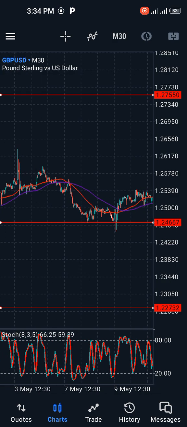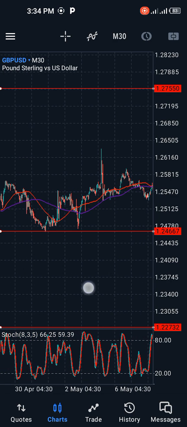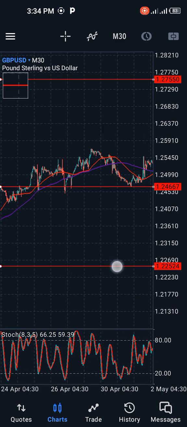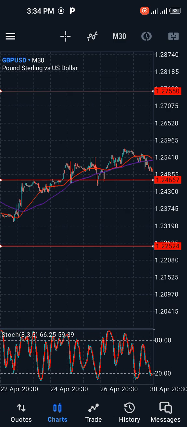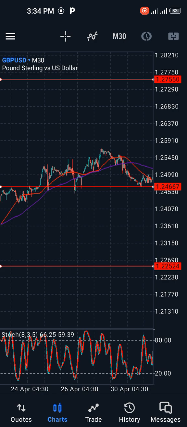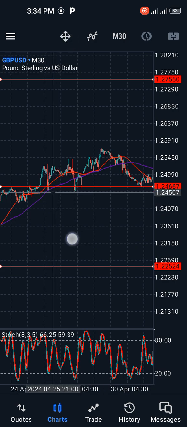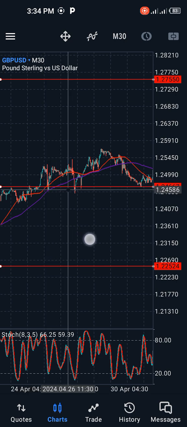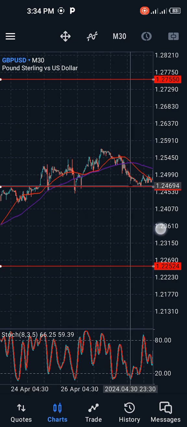So seeing that it was hitting it and it couldn't break down, if I wanted to trade on this, I'll definitely trade when I see a retest on that level. This is a good retest. This is a good retest. This is also a retest. This is also a retest.